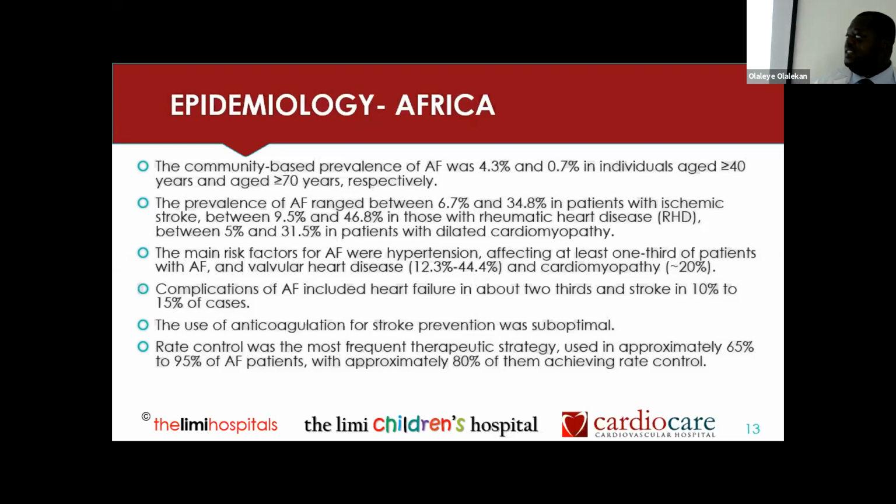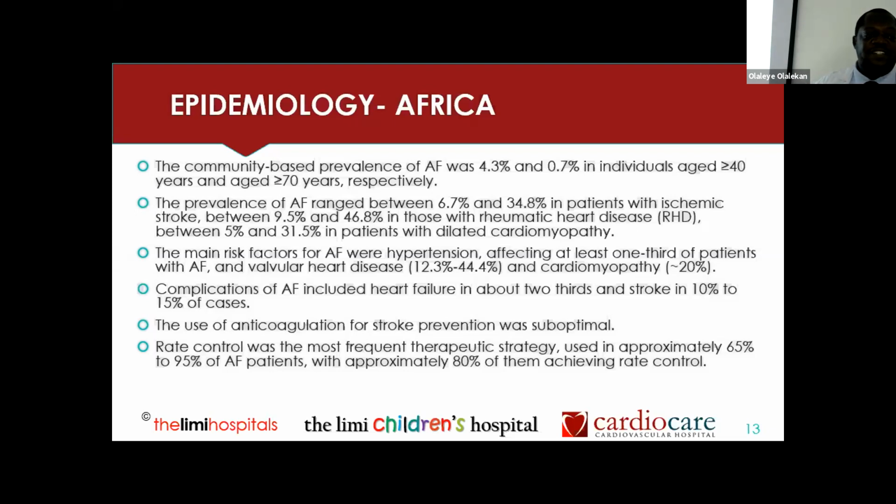But like we find in this study, the prevalence was higher in patients 40 years and above, while lower in 70 years. And like you know, this is a community-based study. As you know, hospital-based study will show more of elderly patients. And the prevalence ranged between 6.7 to 34.8% in patients with stroke, about 9.5 to almost 47% in patients with rheumatic heart disease, and between 5 to 31% in patients with dilated cardiomyopathy.